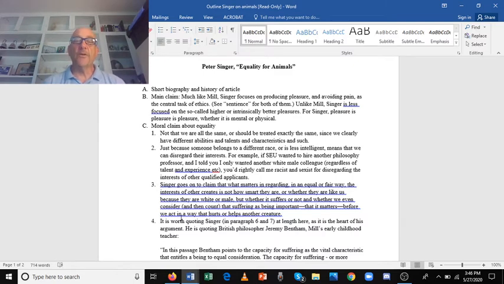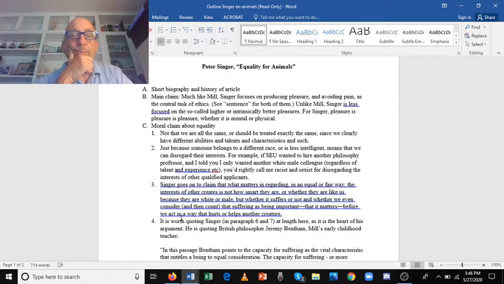Much like Mill, Singer focuses on producing pleasure, or a net balance of pleasures over pains, and avoiding pain as the central task. Singer will talk about, when he quotes Bentham in C4 below here, sentience, which is his standard for morality about who counts, right? Who counts in our moral system. But unlike Mill, Singer's less focused on the so-called higher or intrinsically better pleasures.